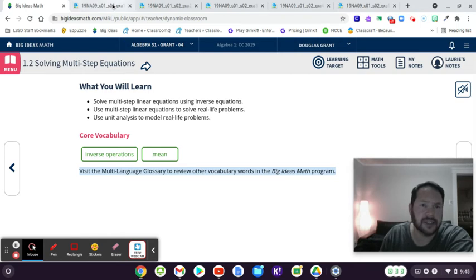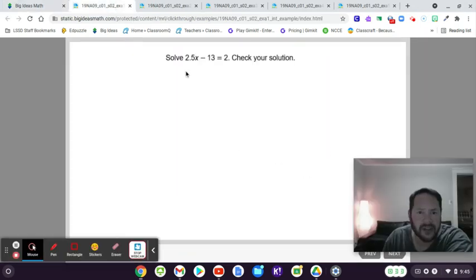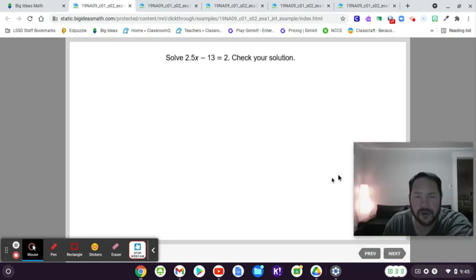All right, let's jump right into some examples. So here's the first one. You'll be solving 2.5 times x minus 13 equals 2. And then check your solution when you're done.